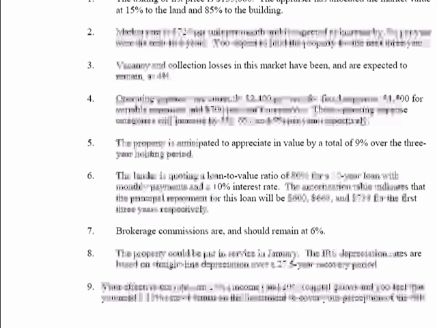Assumption or input number 7: brokerage commissions are, and should remain, at 6%. We're going to use this when we sell the property. At the end of the 3rd year, we're going to assume that we need the help of a broker, and we'll pay that broker a 6% commission from the sale of the property. So that's 6% of the future sales price on the property.